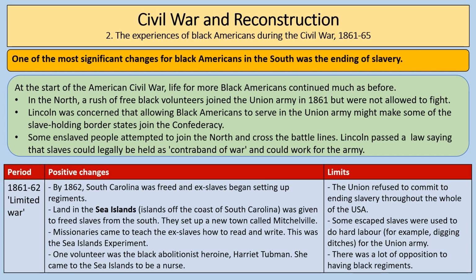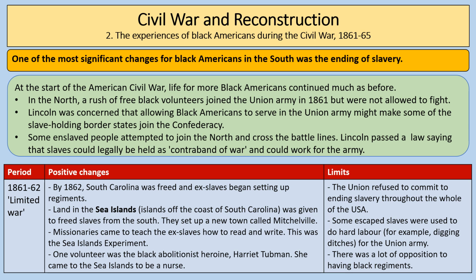Okay, so one of the most significant changes for Black Americans in the South was the ending of slavery during the American Civil War. I'm going to find out about that in just a moment. That happened in 1863. But let's find out what happened at the start of the war. Now, the start of the war, the period 1861 to 1862, is known as the Limited War.